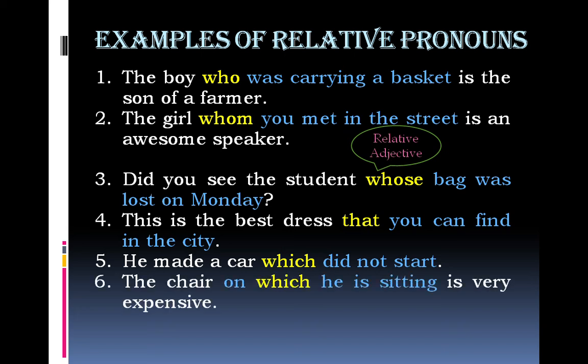The chair on which he is sitting is very expensive. The chair is very expensive is one clause. On which he is sitting, the second clause. You can call it a relative clause or an adjective clause. And which is the relative pronoun in this clause. Let's see which role this word which, this pronoun which plays in its own clause.